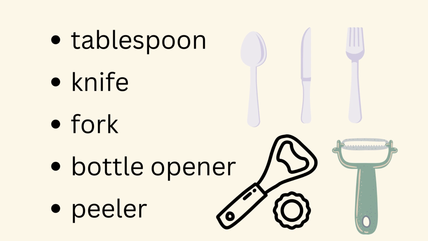Now let us move on to the next word, which is knife. A knife is a sharp tool that is used for cutting and slicing. Here is an example of a sentence where we use the word knife. Please take the knife and slice the orange.